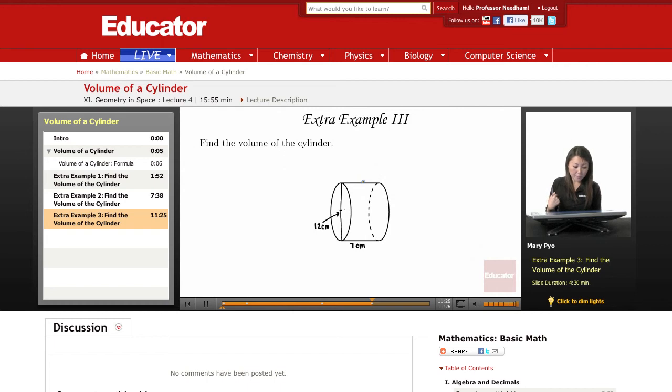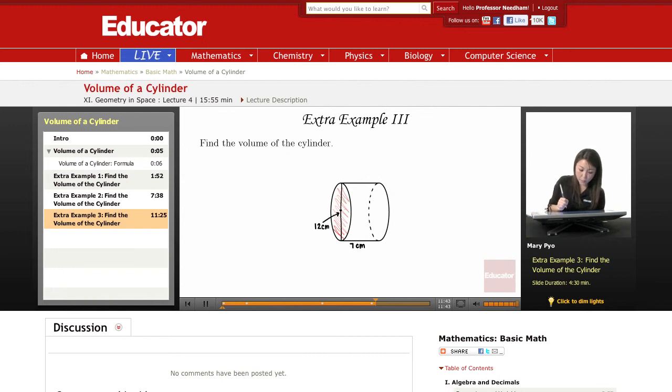And for the third example, here's another cylinder. Okay, so this cylinder is positioned a little bit differently, but keep in mind, this circle is always going to be the base.